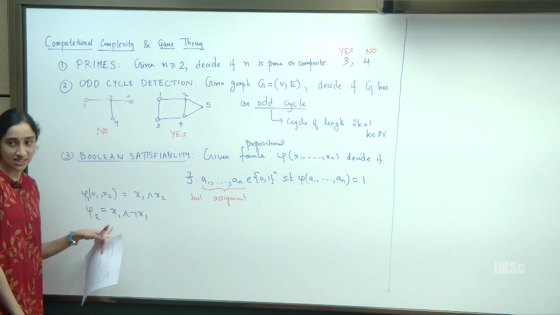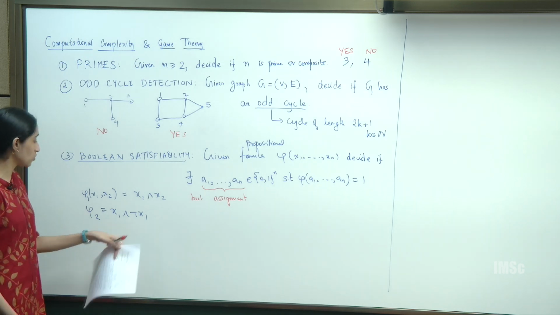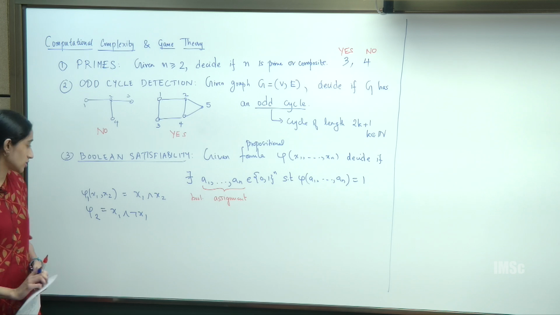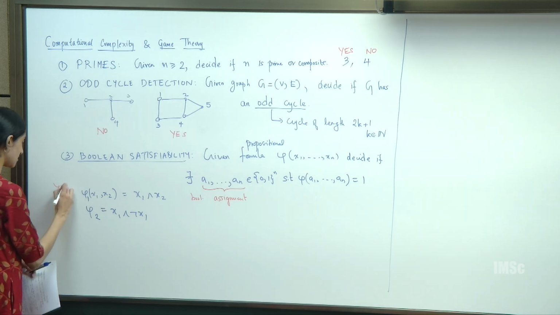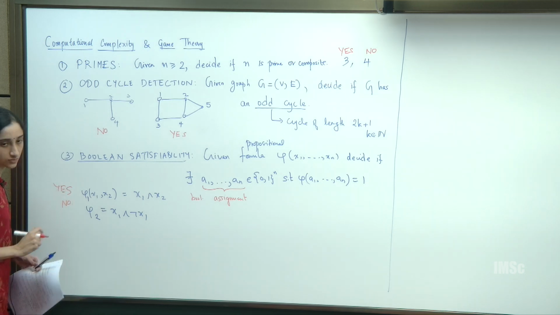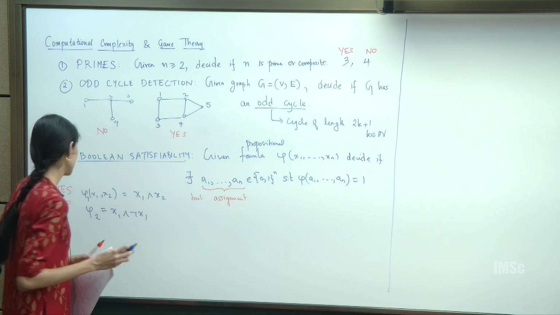No. There is no such satisfying assignment, right? If I substitute 1 or 0, it will always evaluate to false. So this is a yes instance, this is a no instance. Right? Okay.